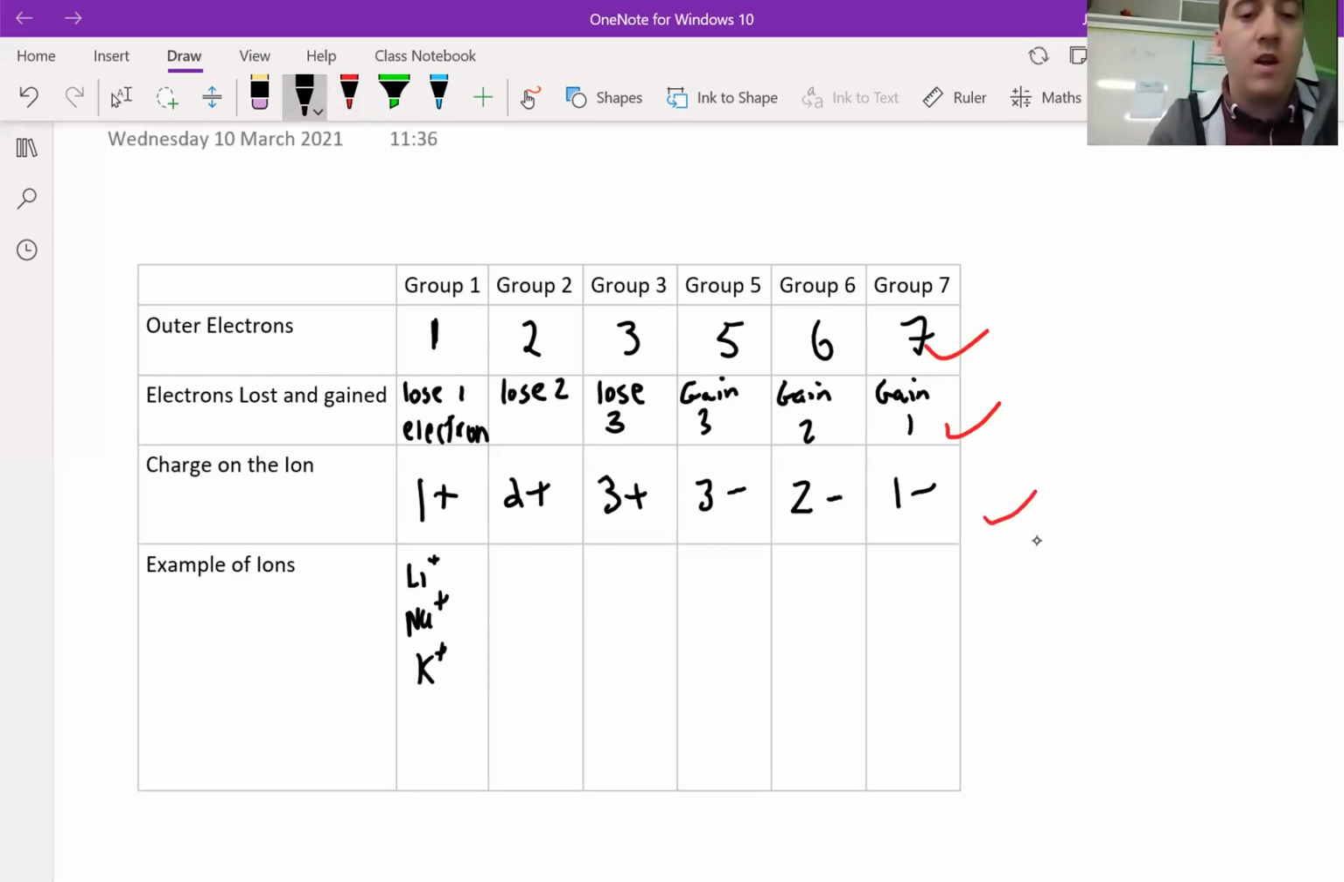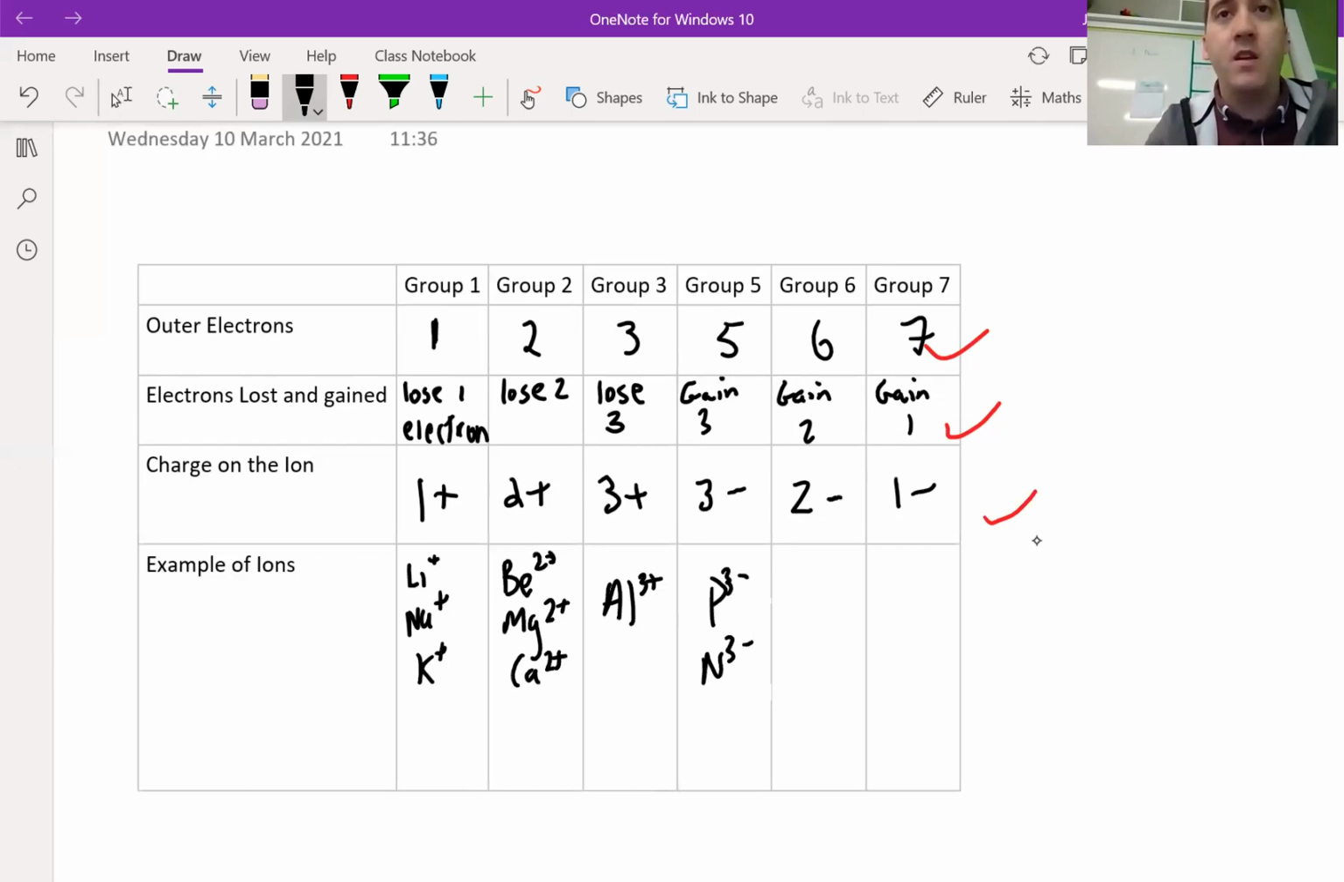Examples then. Group 2 are things like beryllium, Be2+, magnesium, Mg2+, and calcium, Ca2+. Again, go to the periodic table and find examples. Group 3, we're talking about aluminium, Al3+. Group 5, we're talking about phosphorus, P3-, or nitrogen, N3-. We then have group 6, like oxygen, O2-, or sulfur, S2-. And then group 7, you have F-, Cl-, and Br-.